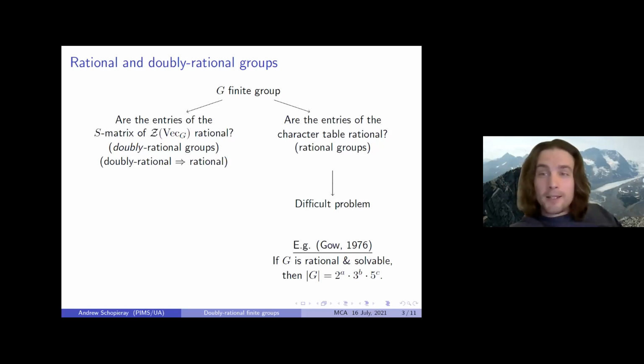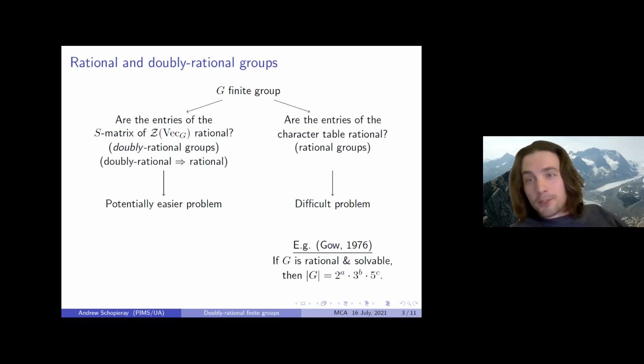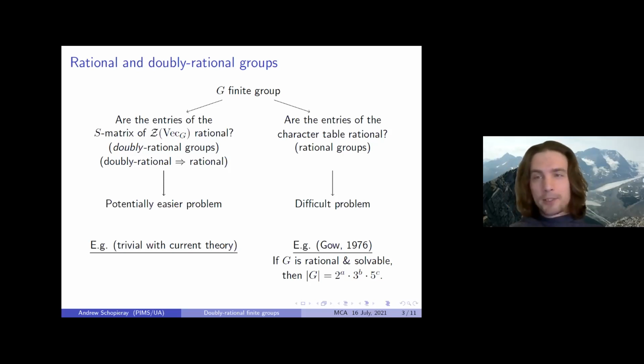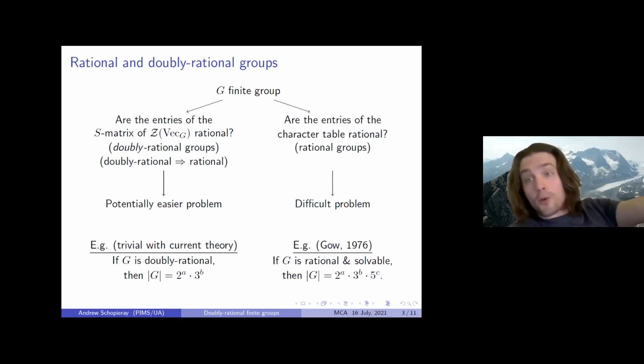So this really should be a very small slice out of these rational groups, but we find that it's actually quite a large number of them. An optimistic thing to say would be that this is a potentially easier problem, but you very quickly realize that in fact, that's way too optimistic. But as an example of how this might be slightly easier, with our current knowledge of non-degenerately braided fusion categories, if G is a doubly rational finite group, then only 2 and 3 can divide its order.